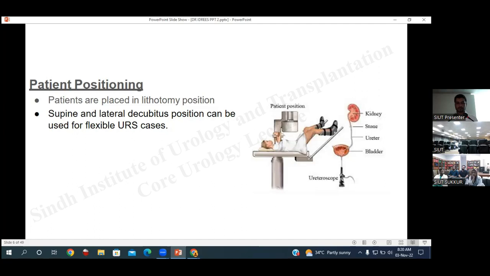Okay. So on the instrument table, the ureterorenoscope. For adults, it could be 8 FR, 8/9.8 FR, and 6.6/7.6 FR ureteroscope, rigid, semi-rigid. We don't have a flexible ureteroscope, but if it is available, then it will be good.